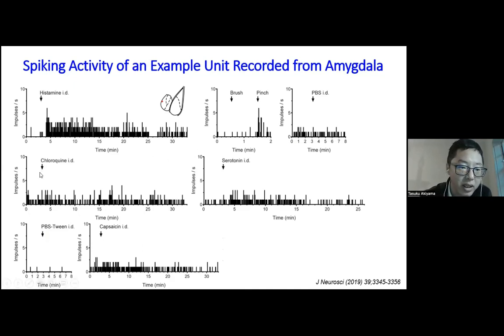With the PBS injection, we don't see any increase in the firing. With the chloroquine injection, we see a slight increase in the firing. And with the serotonin injection, we again see a small, slight increase in the firing. And then PBS Tween is the vehicle for the capsaicin. We don't see any increase in the firing. In this unit, capsaicin didn't increase the firing.